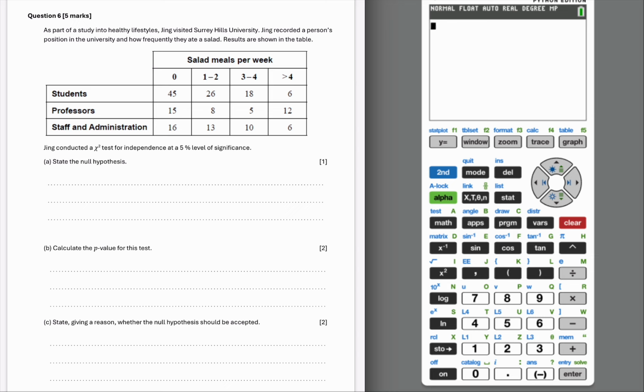Chi-squared question, and it's a chi-squared test for independence. And we can see that here it's written in the question. We can also see that we're going to be using a 5% significance level.